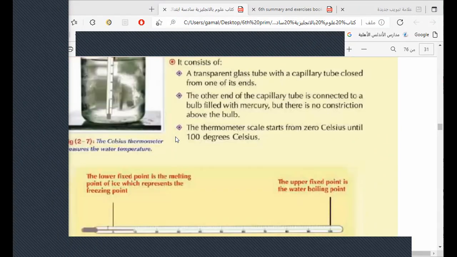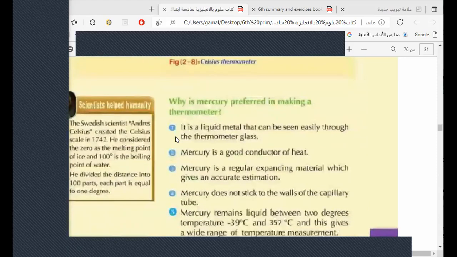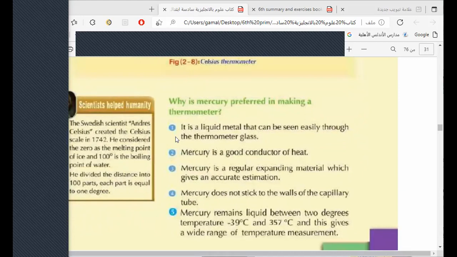contain a constriction, because we don't need a long time to read. We can read the temperature easily without taking it out of the liquid. Is it easy?